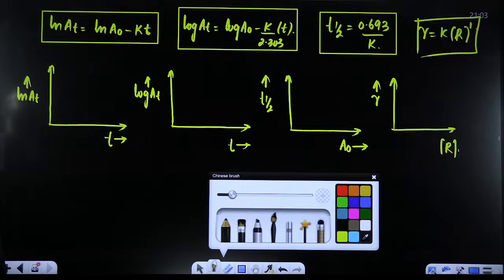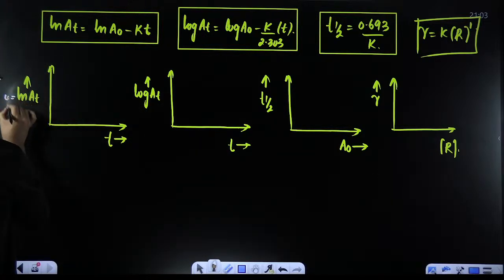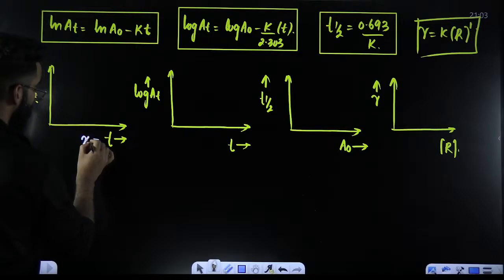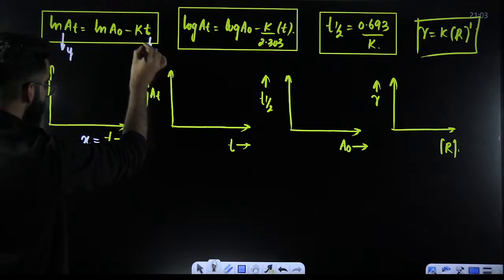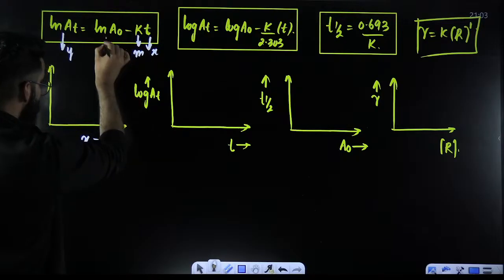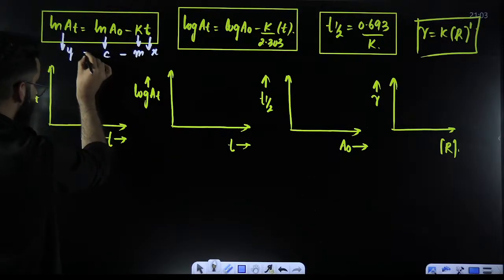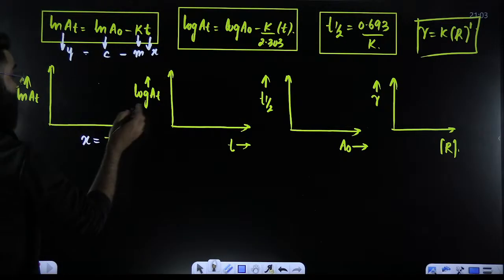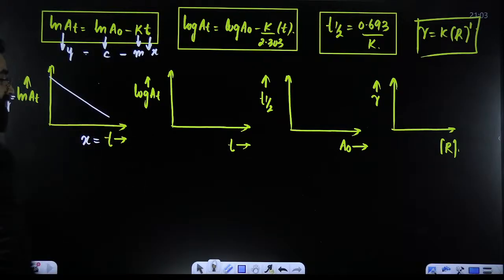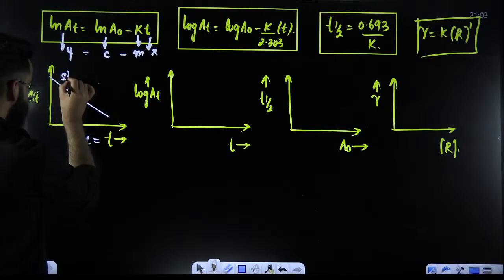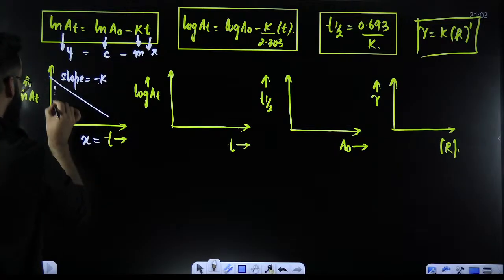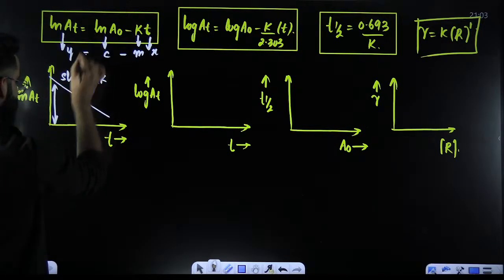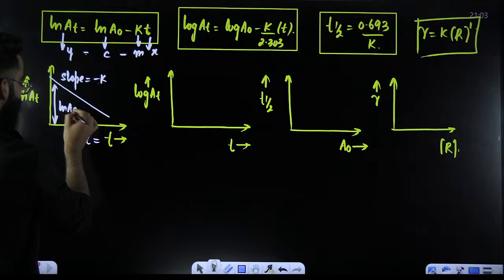First thing, if you see quickly, ln At you're plotting along y-axis, time you're plotting along x-axis. So ln At, y-axis, t, x-axis, this is your m, this is your c, sign is minus. y is equal to minus mx plus c. What about the slope of this graph? Slope is basically minus k over here. What about the intercept? Intercept is basically c, and c is nothing but ln of a naught.